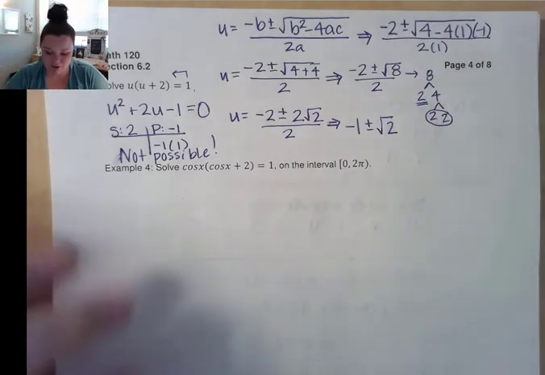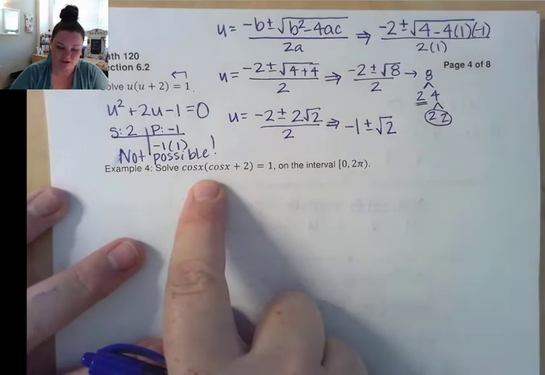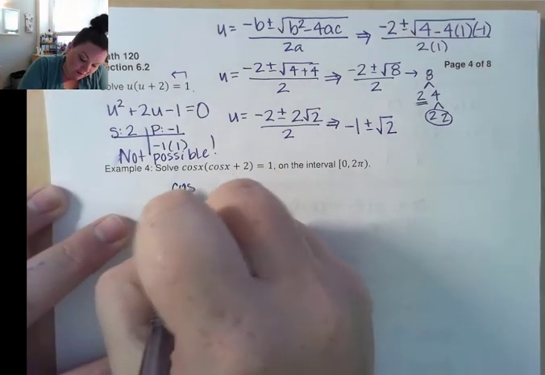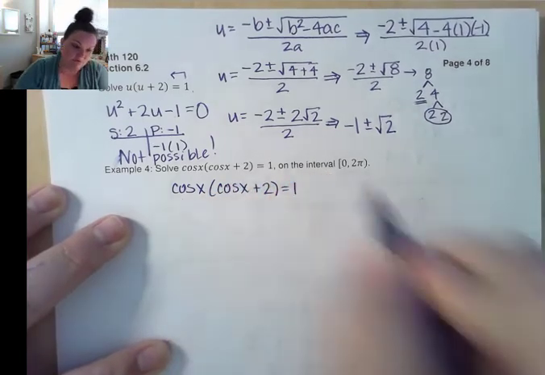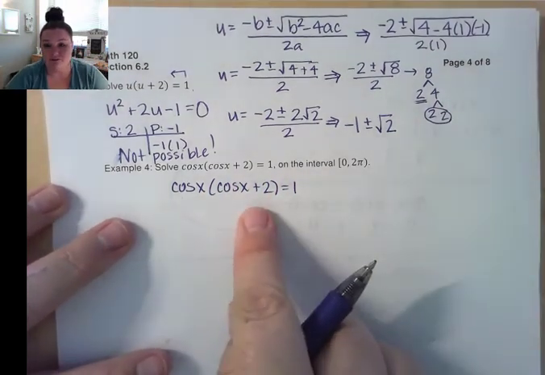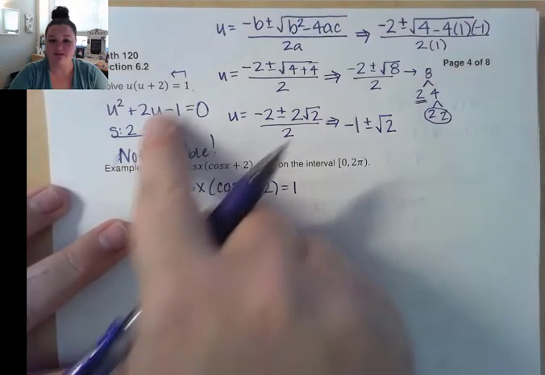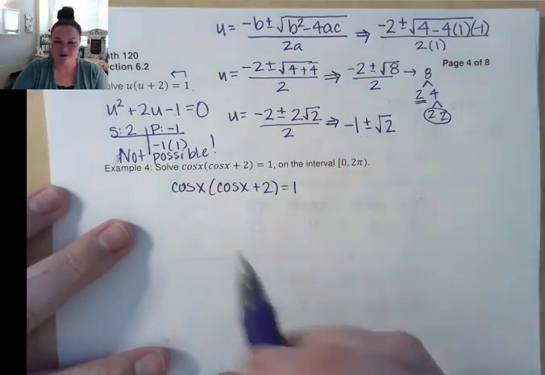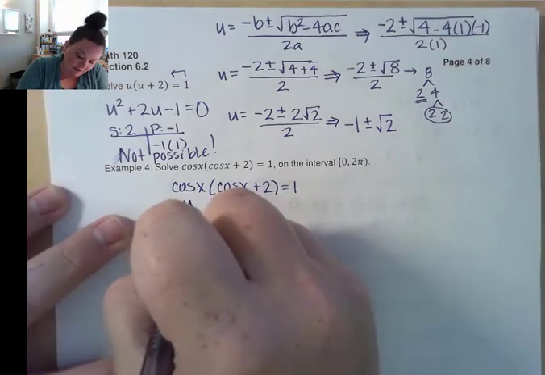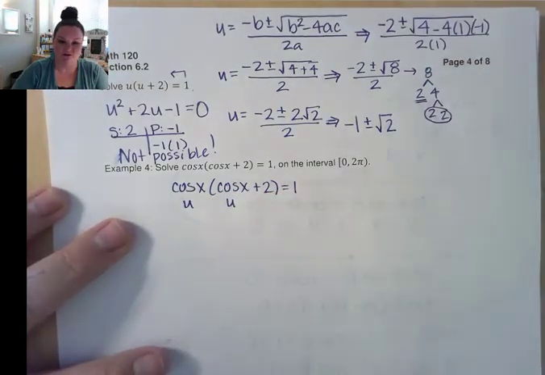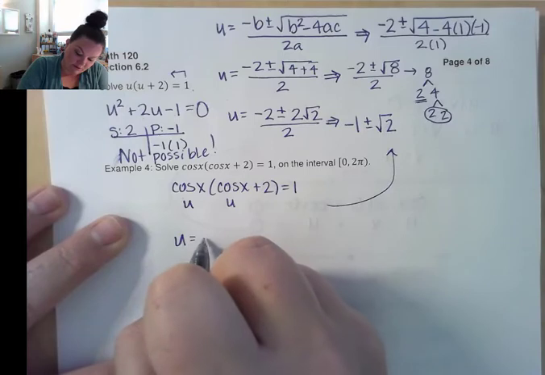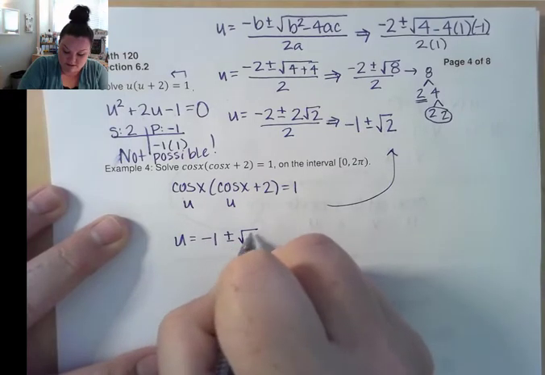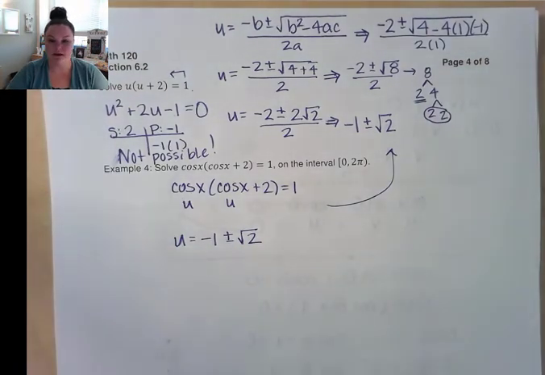The same thing is true if we're trying to solve with trig functions, okay? So here we have cosine x times cosine x plus 2 is equal to 1. So I am going to solve this with a u substitution because, hello, I just figured out what u equals. So this would be the same as saying, let's let cosine x equal u, right? So what we just determined up here is that u is equal to negative 1 plus or minus the square root of 2, okay?